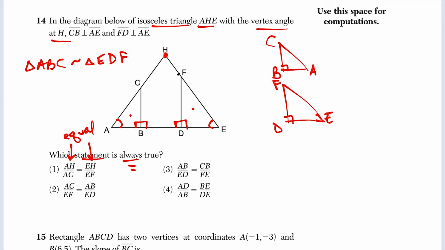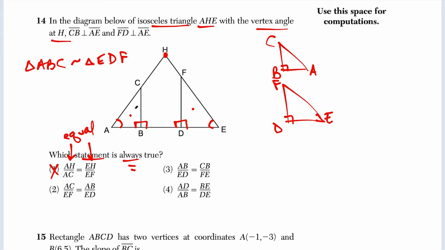But notice that AC and EF are not necessarily always equal, because this line DF could slide this way or it could slide back really close this way. So one is out. This one is not always true. It could be true if we drew this line in such a way that like these altitudes are the same. But the way it's drawn right now, no. So that one is out.